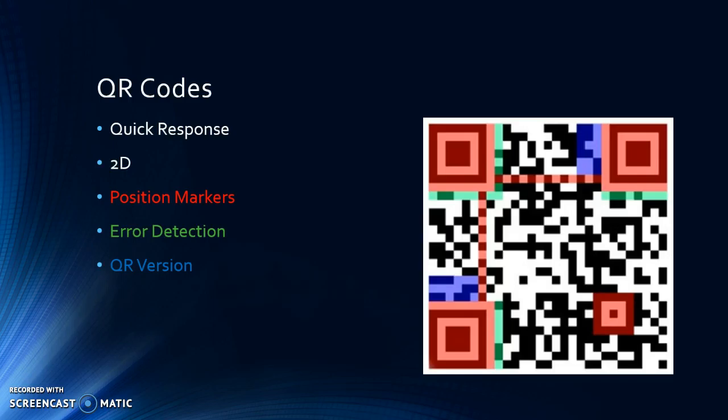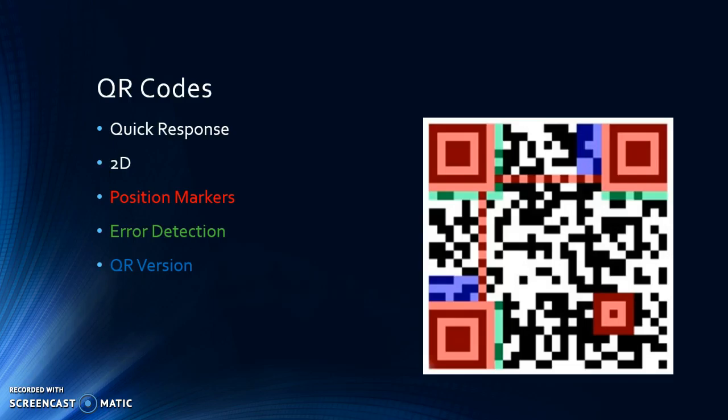The other cool feature about a QR code is that it has error detection built into it. Depending on the level of error detection, you can lose anywhere from 7% to 30% of the QR code and have it still be scannable and readable, and it would work just fine.